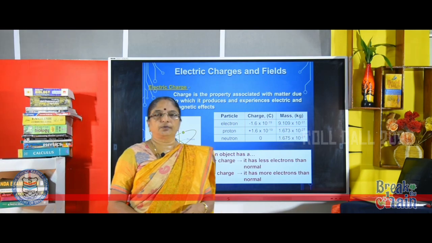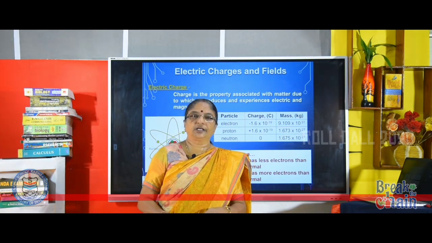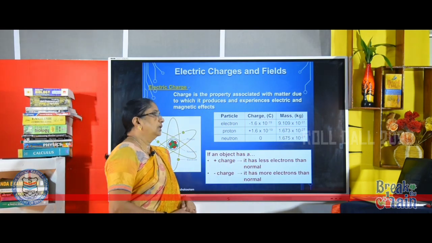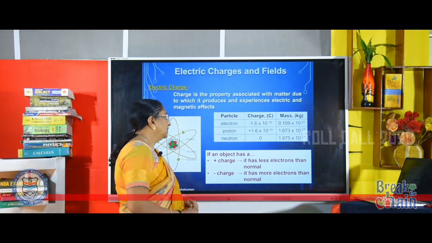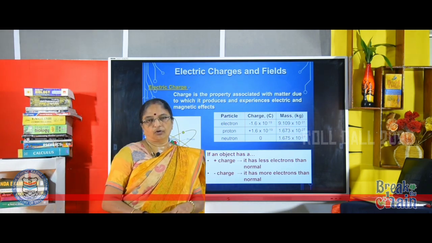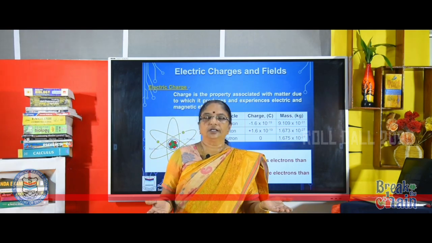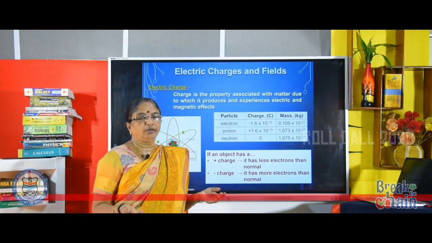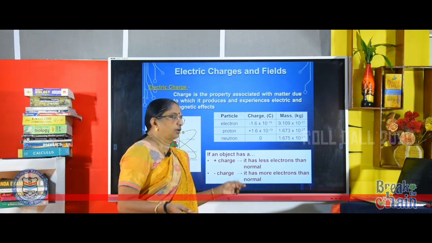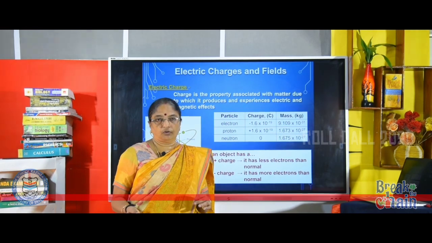Suppose a body is having a positive charge, it means that it has atoms with a smaller number of electrons than protons, and if a body is negatively charged, that body will have atoms with an excess of electrons over protons.